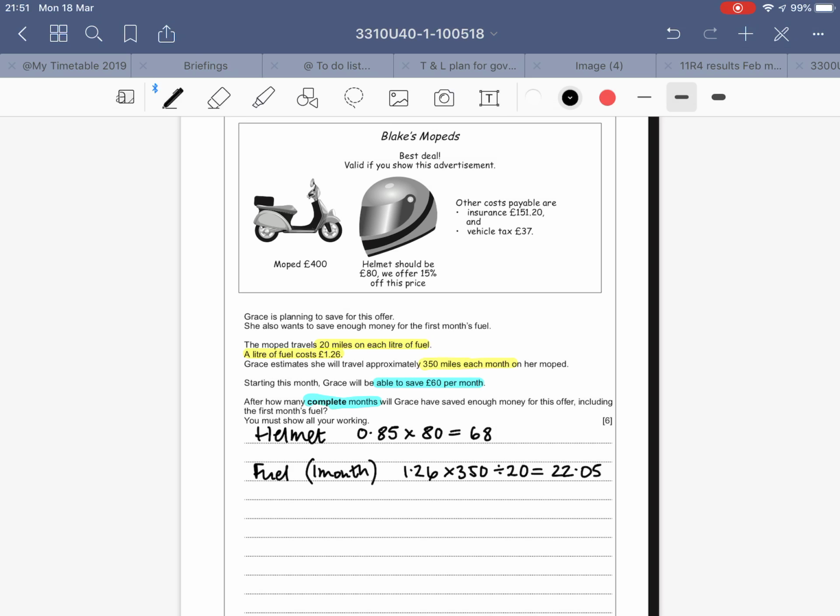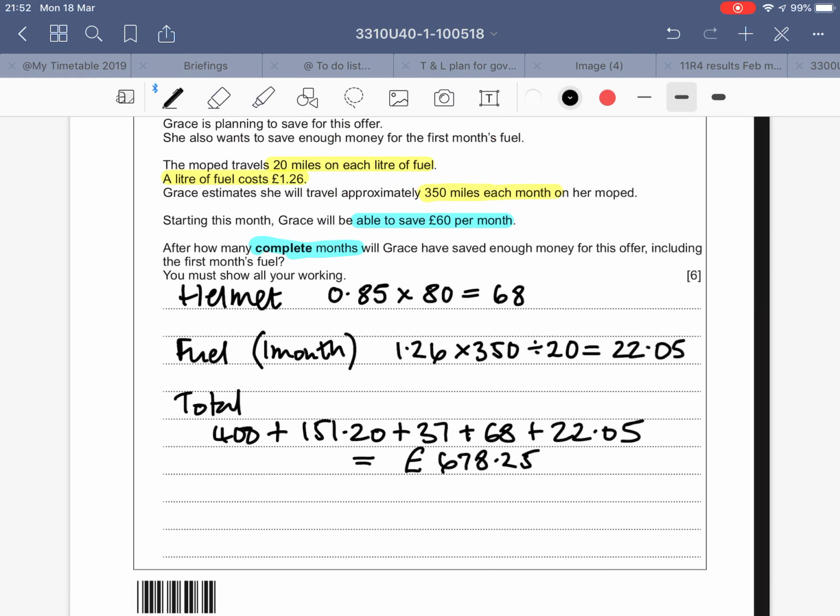So the total of all costs is going to be the £400 to buy the bike, and the £151.20 for insurance, the £37 for the tax, £68 for the helmet, £22.05 for the fuel. And putting that into my calculator, that big long sum, that's going to cost me £678.25 to start riding the moped.